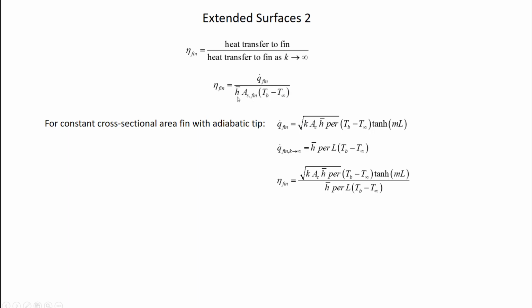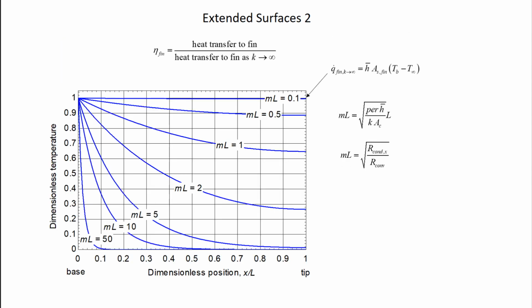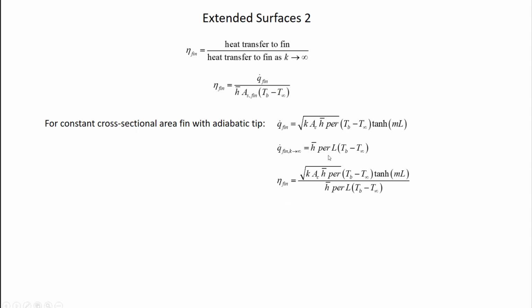In the denominator, I have h bar times the area of the fin that's exposed to the fluid times T_B minus T infinity. If I go back and think about this fin, the area that's exposed to the fluid is simply its perimeter times its length. We're not going to count the tip because this is an adiabatic tip fin, and therefore the tip is not exposed to the fluid. So I would use h bar times the perimeter times the length times T_B minus T infinity. If I plug that into the top and this into the bottom, here's my fin efficiency solution for this particular problem.